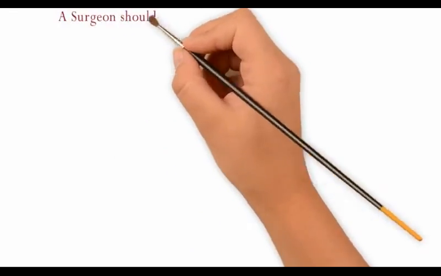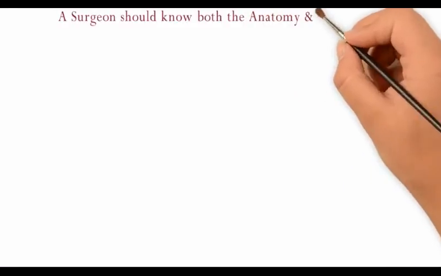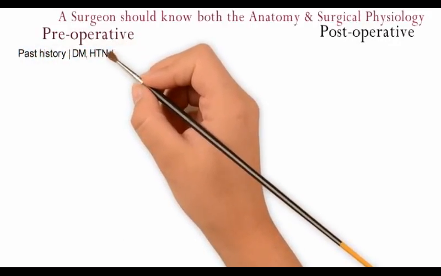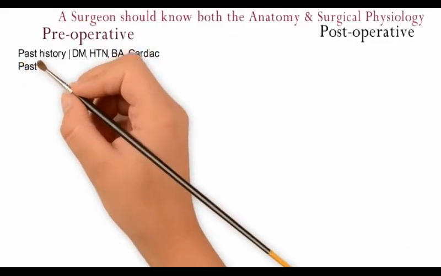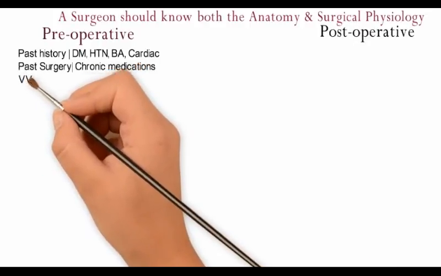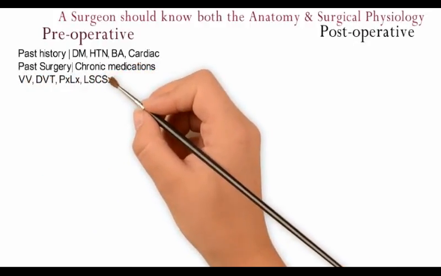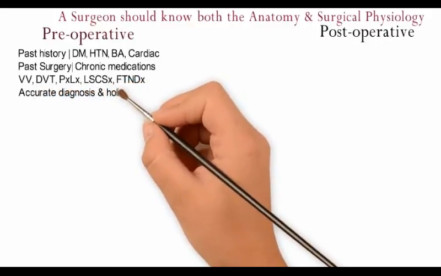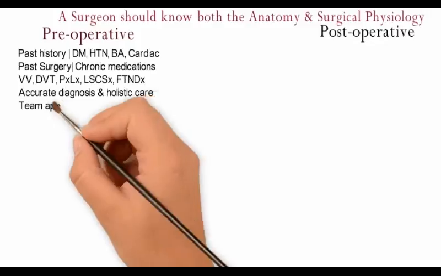A surgeon should have a good knowledge and thorough understanding of the surgical and operative anatomy and surgical physiology. This would help in the preoperative and postoperative care of the patient. One should elicit the past history of diabetes mellitus, hypertension, bronchial asthma and cardiac diseases, including any past surgeries and chronic medications. History suggestive of varicose veins, deep venous thrombosis, the children either delivered by LSCS or normal deliveries.